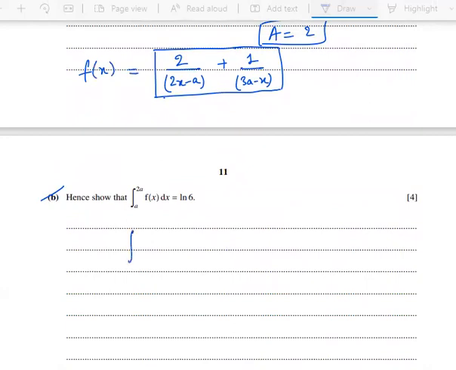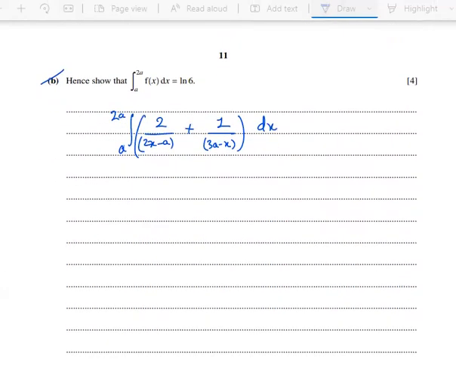So I can put it here, integral. This is a definite integral from a to 2a. F of x is 2 divided by 2x minus a, plus 1 divided by 3a minus x, whole integral with respect to dx. All right. Now using the properties of integrals, I can split this and write the integral from a to 2a of 2 divided by 2x minus a dx, plus the integral from a to 2a of 1 by 3a minus x dx.